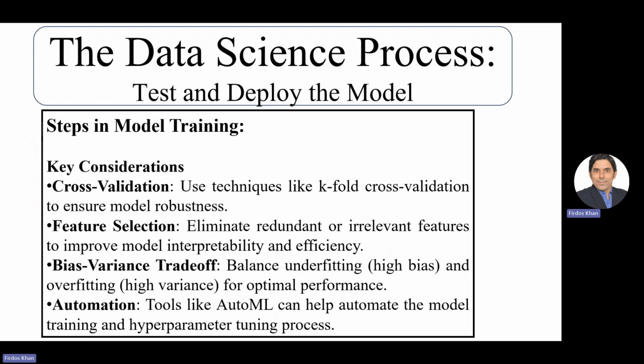Bias-variance trade-off: balance underfitting, high bias, and overfitting, high variance, for optimal performance. Automation tools like AutoML can help automate the model training and hyperparameter tuning process. Of course you can use AutoML as well, and we have done a separate video on this. The link is given in the description of this video, so you can see what is meant by AutoML.